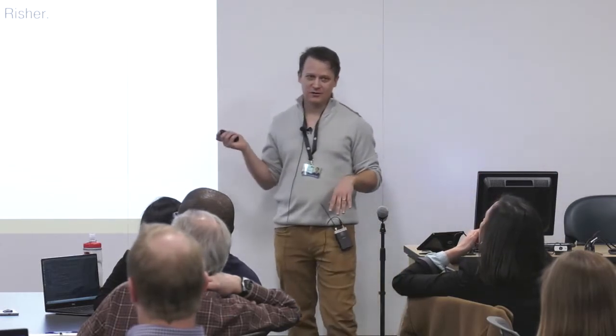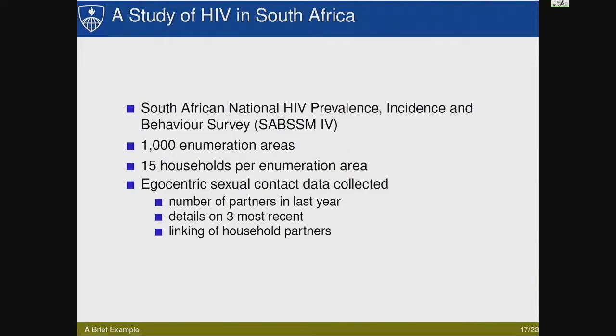All right, so a brief example, and I'll just note that this is all courtesy of Katie Richter's work. I mean, I helped her, but she did most of this. So here we're going to talk about a study of HIV in South Africa, where there were 1,000 enumeration areas, 15 households were surveyed per enumeration area, and egocentric sexual contact data was collected. So number of partners in the last year, details on the 3 most recent partners, and for a subset, we were able to link household partners.